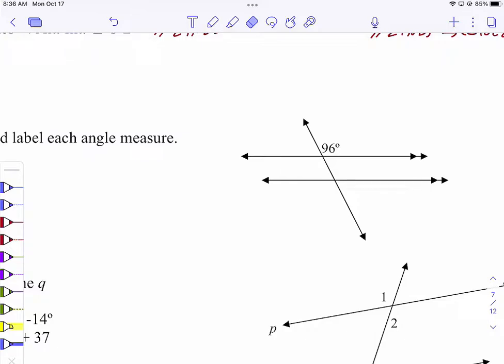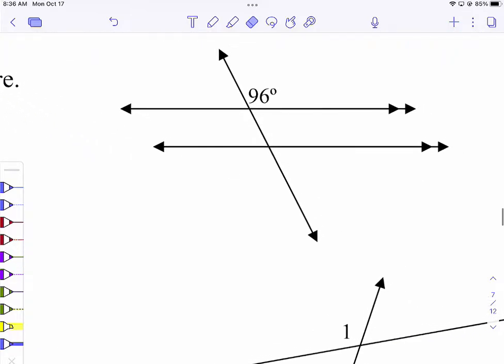And don't forget about some of the old ideas that we've had. So the angle down here is a vertical angle. So don't forget that vertical angles are always equal. So those are both 96. This is upper right-hand corner. This is upper right-hand corner. Those are equal. Those are corresponding angles.